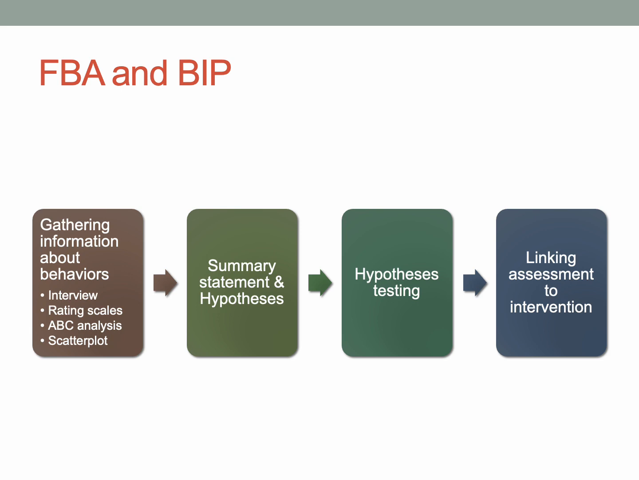Here is the general procedure for FBA and BIP. After you gather information about challenging behavior using interview, rating scale, ABC analysis, or scatter plot, you can come up with a summary statement. That's called a hypothesis, right? And you have to test your hypothesis to see if your statement is true. And then, based on the information, you will develop a BIP.